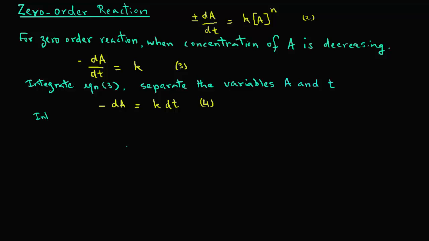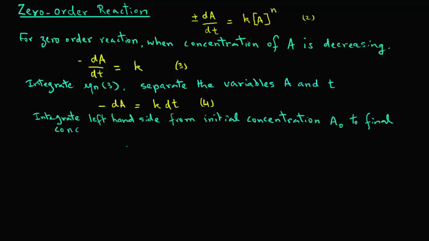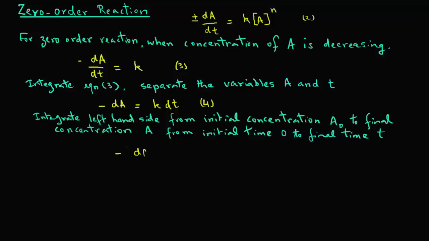Next we can integrate the left hand side from some initial concentration A0 to a final concentration A, which will be from some initial time 0 to final time t, respectively. So we can write minus, and we use the integral sign from A0 to A for dA, equals k and an integral sign from 0 to t for dt. And that's our equation 5.